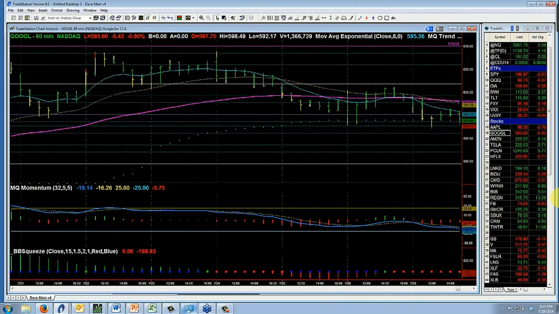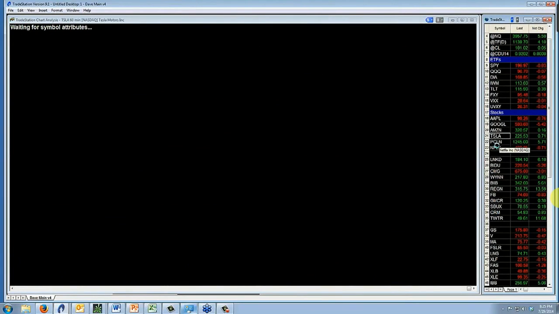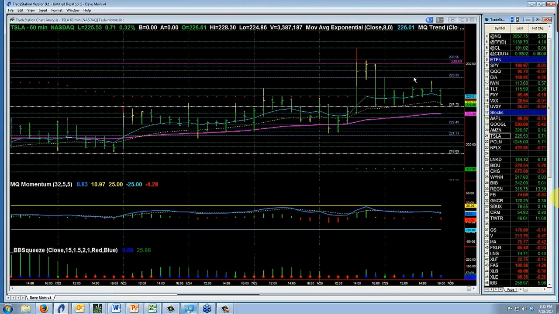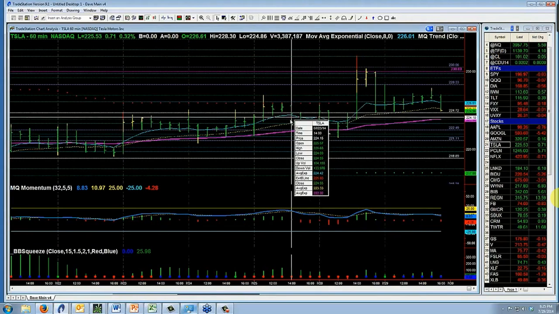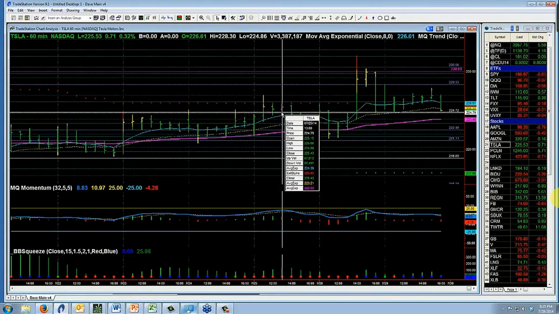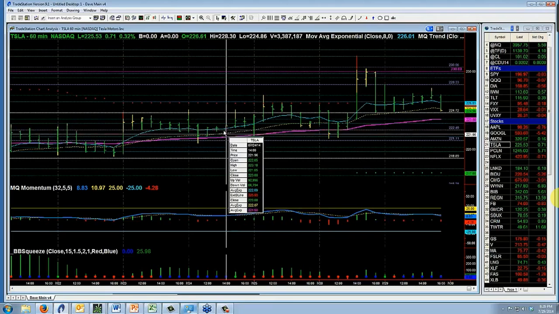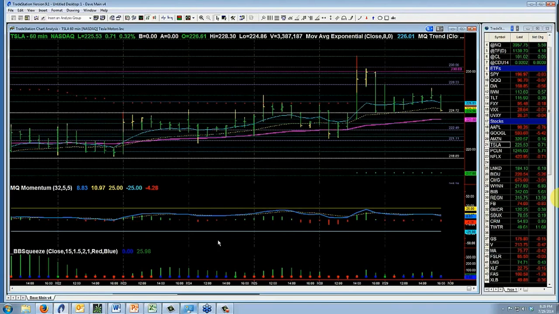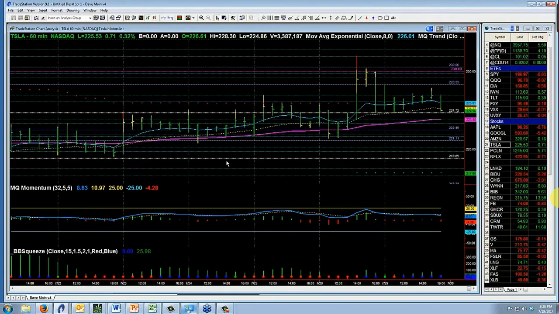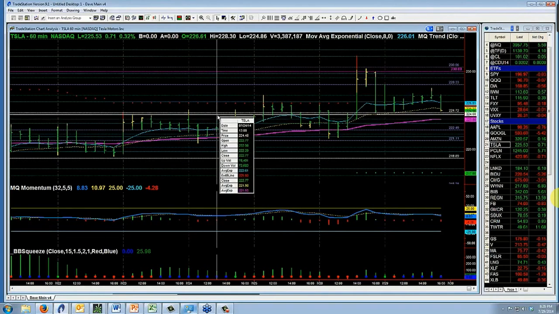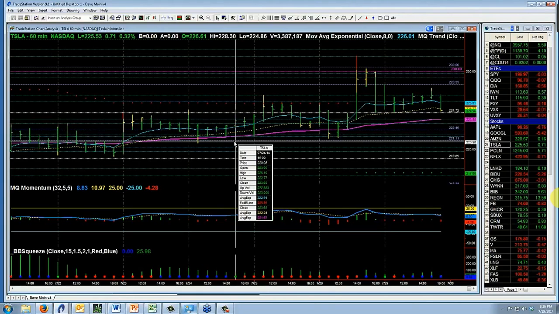Next is Tesla. This is Tuesday. This is Monday. Here it was a little bit different. Here's Friday and here is Thursday. So you can see the squeeze was going up a little bit. Momentum was going a little bit down. The one thing on Tesla, it had a little bit different type of setup. My bullish put credit spread was at 215, way down here.